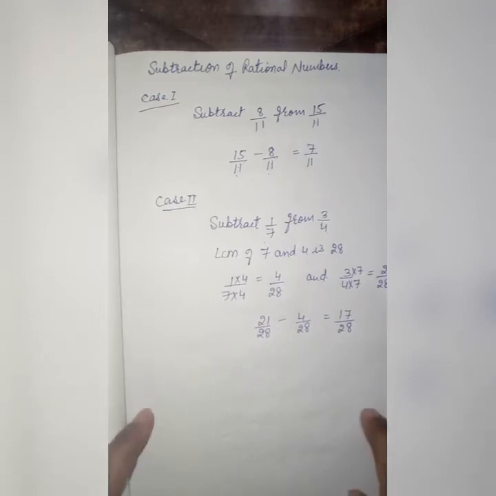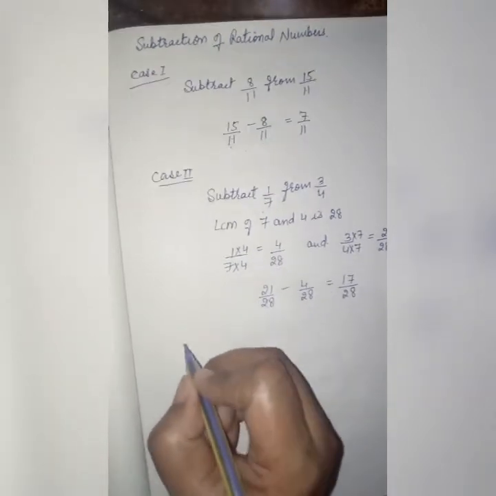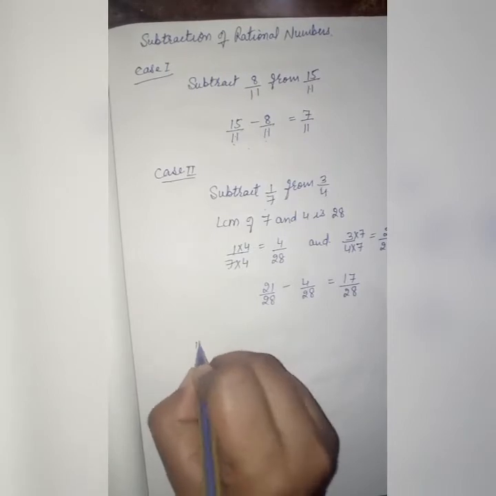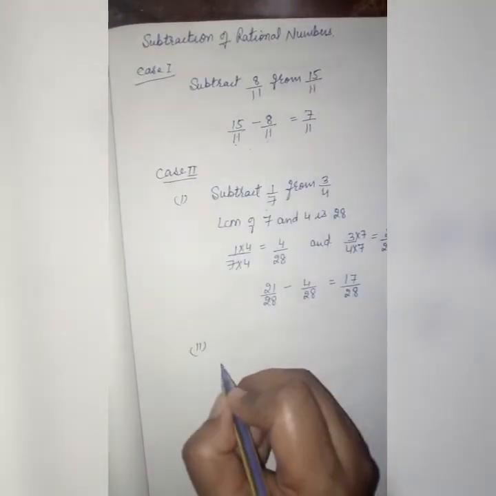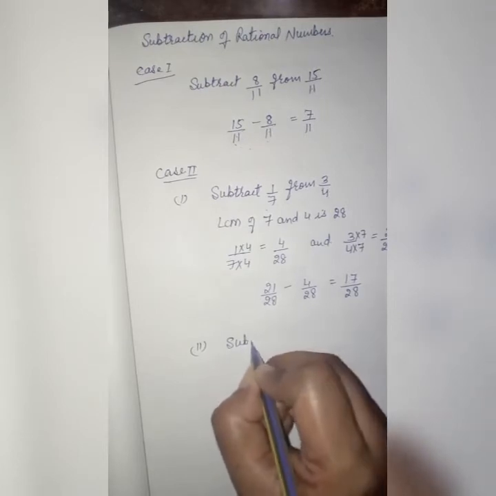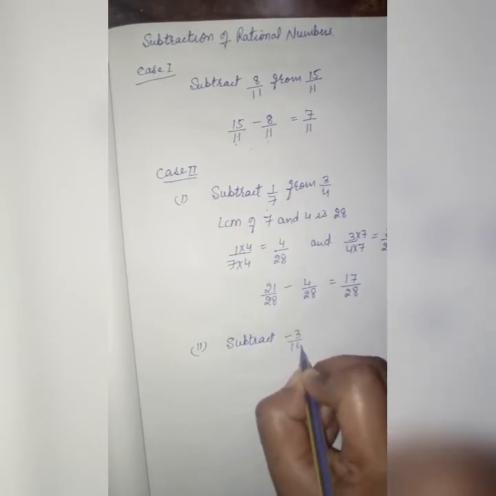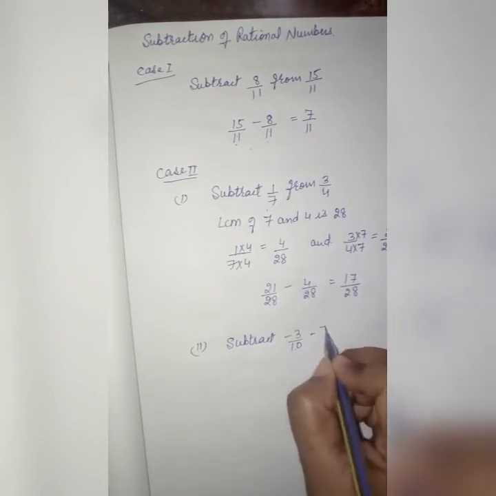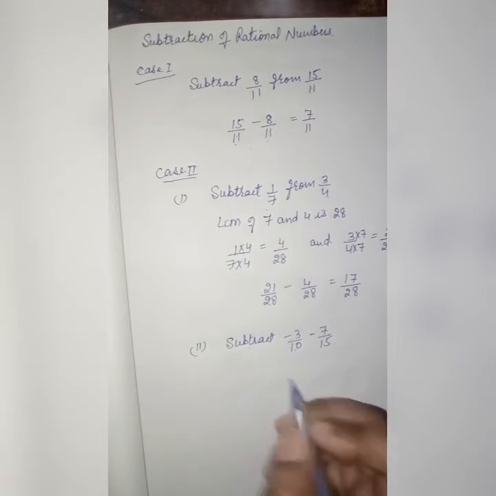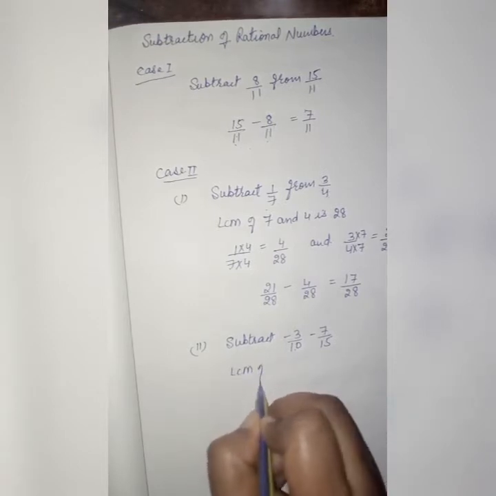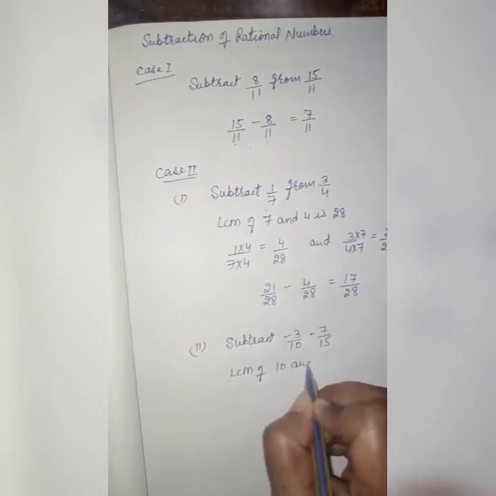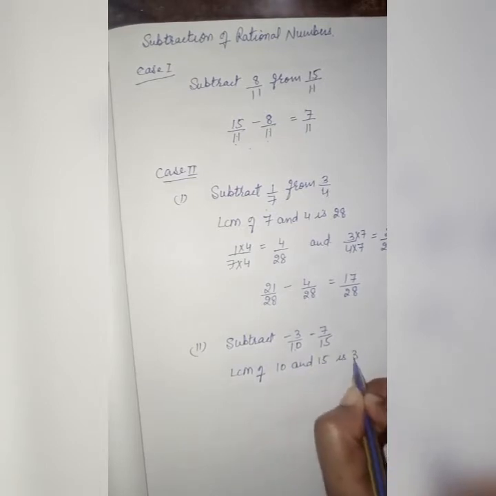One more I am taking. Subtract minus 3 upon 10 minus 7 upon 15. So here also you can see that denominators are different. So first of all you will take the LCM. What will be the LCM? LCM of 10 and 15 is 30.